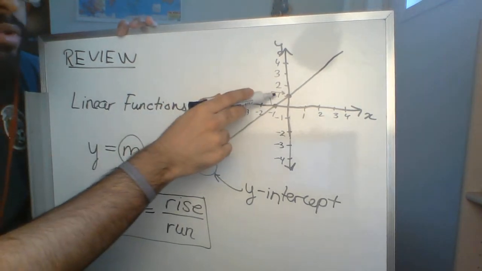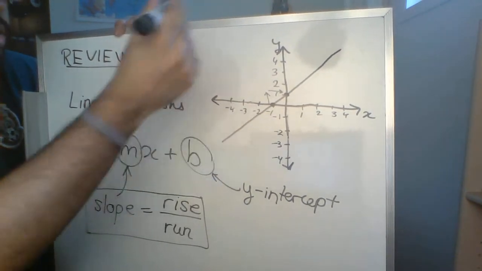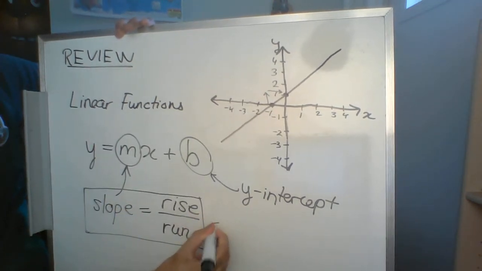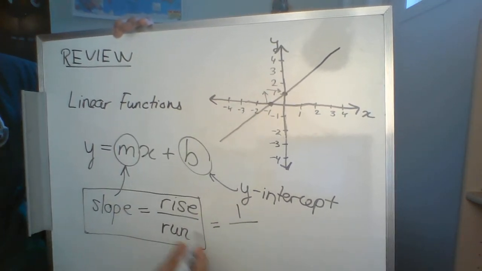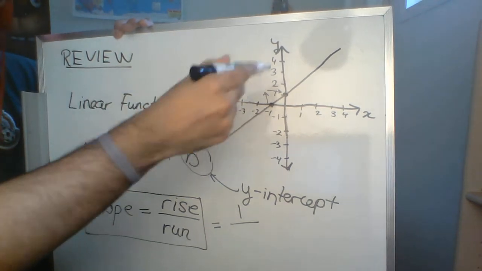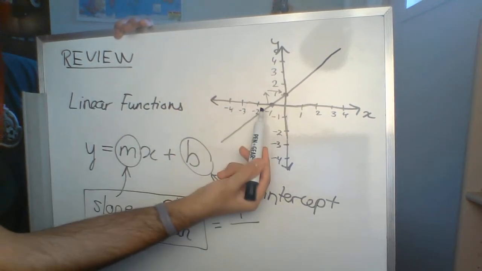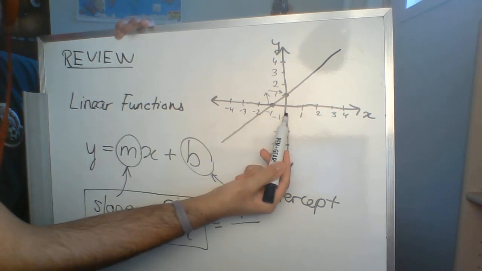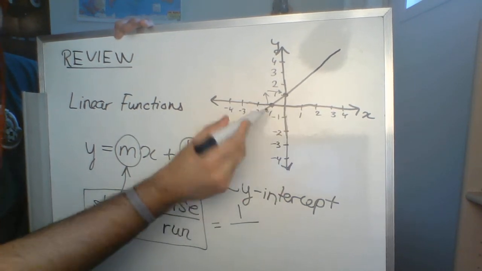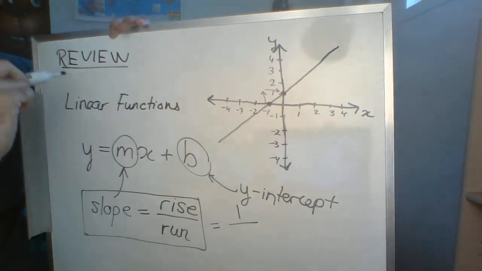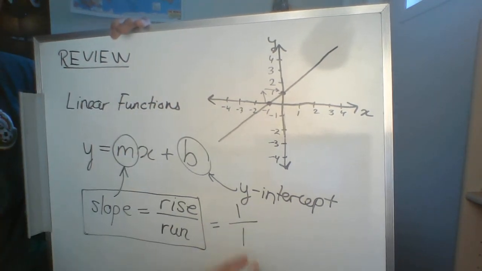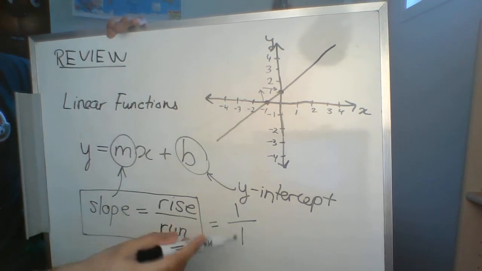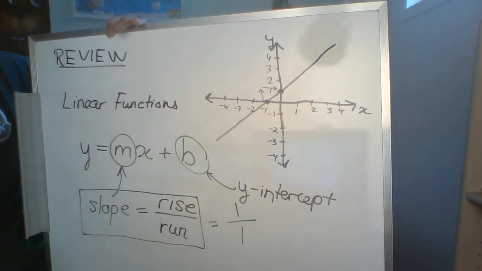And then we just count over however many units we need to go up. If it's one unit, our rise would be 1, and then for our run, we would count over how many units it takes to get from this part on the x-axis over to where that point is. So again, in this case, it's only one unit over to the right and one unit up. So we would have our rise being 1 because we go up one unit, and then our run is 1 because we go over one unit.